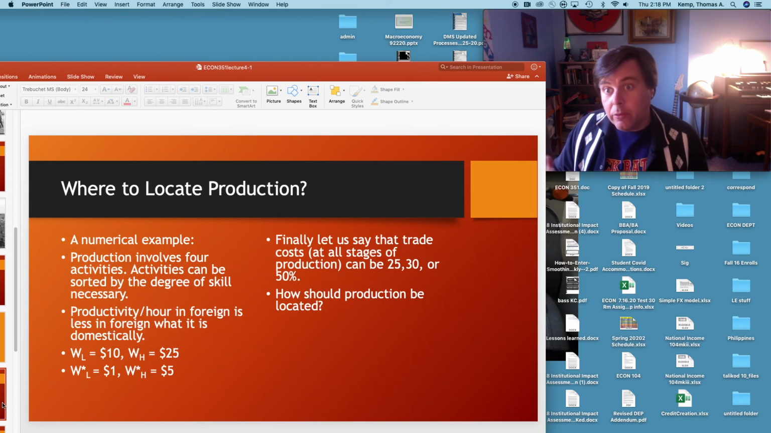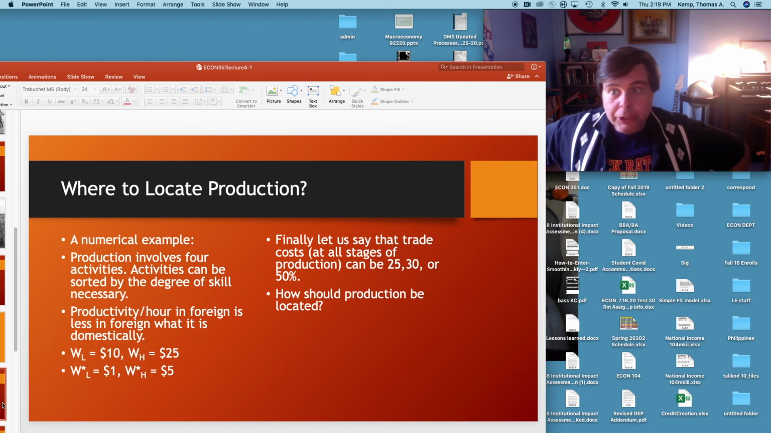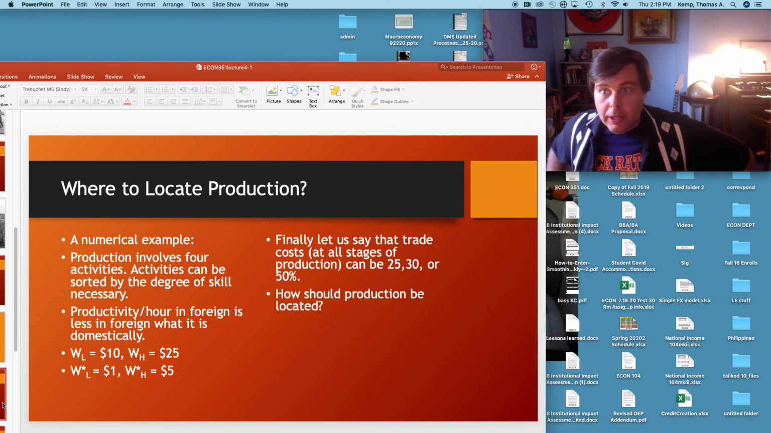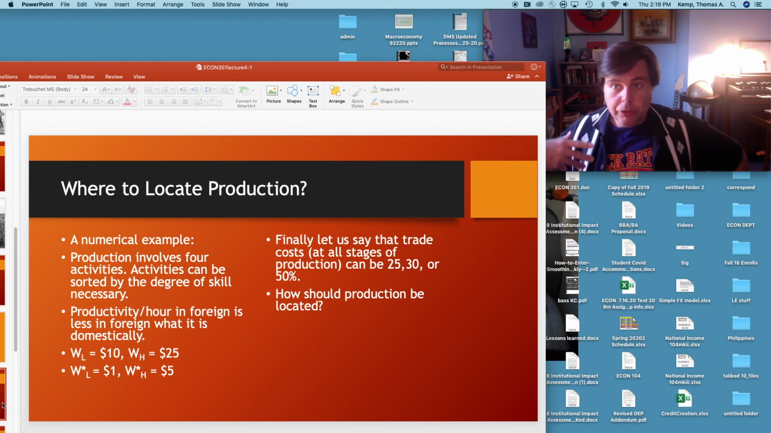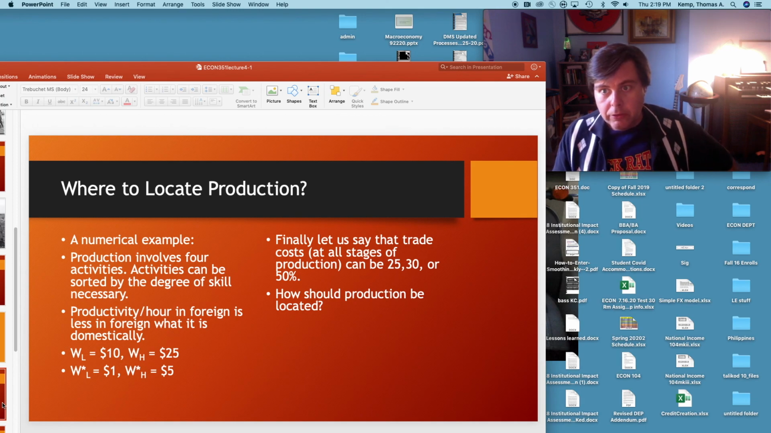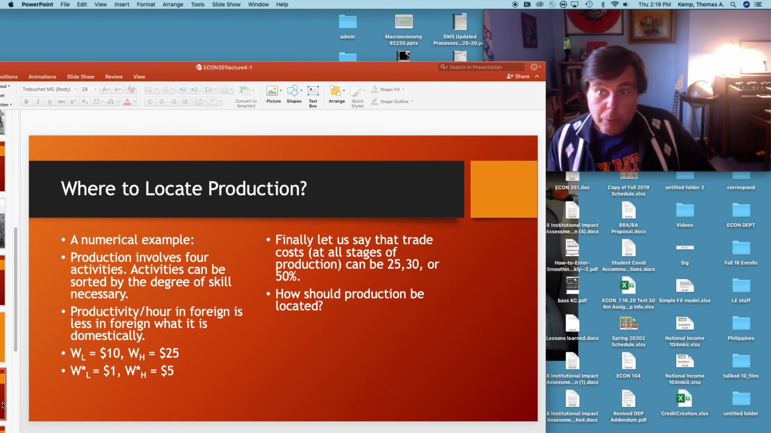Okay, so let's throw some numbers at this. Production involves these 4 activities, and we can rank those activities, and we're given this data. Low-skilled labor in the home country costs $10. Low-skilled labor abroad costs $1. High-skilled labor in the United States costs $25, and high-skilled labor abroad costs $5. So the ratio at home is 2.5 to 1, and the ratio abroad is 5 to 1. So it hits our assumptions, right?